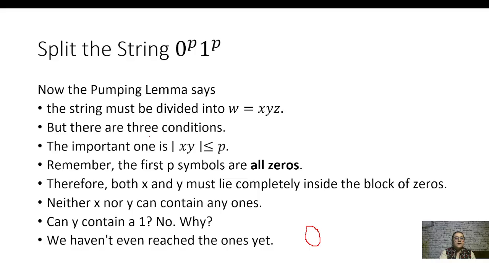So here, if you have 0, 0, 0, 1, 1, 1, we are considering that xy, which contains the loop, has length less than or equal to p. But we know that there are p zeros and p ones.